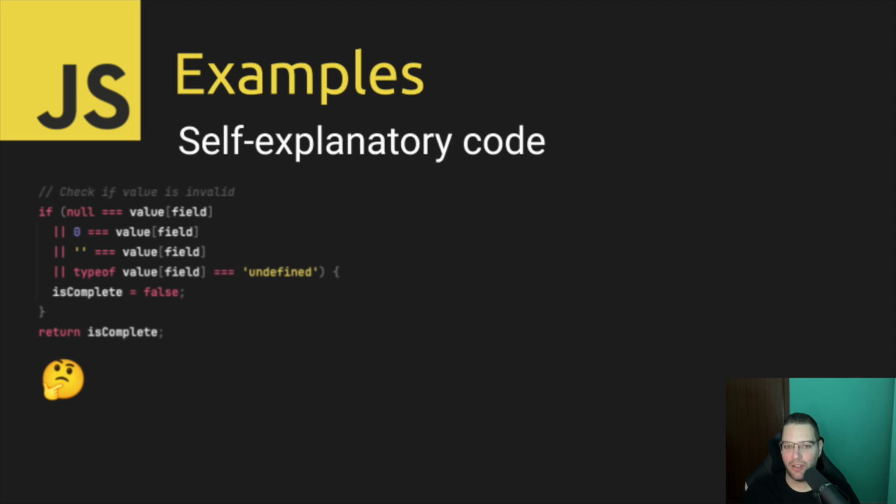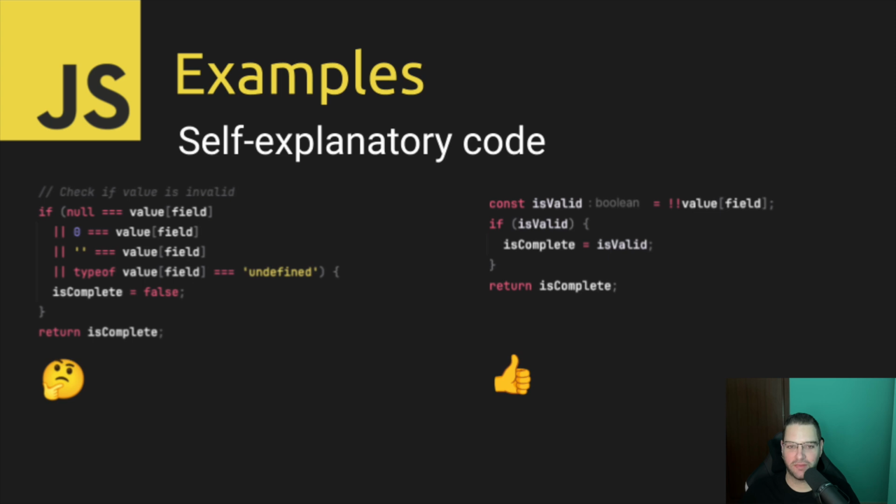It's an example of self-explanatory code. Can you see the comment mentioning check if value is invalid and then a few lines? How would you improve it? Think about it. Yeah, it looks nice. It's shorter, right?